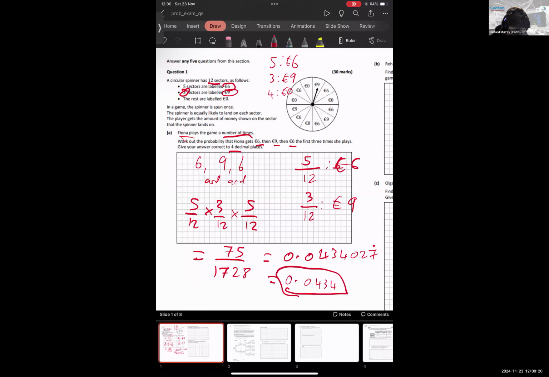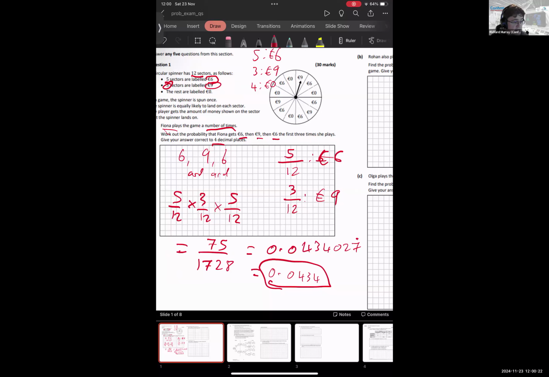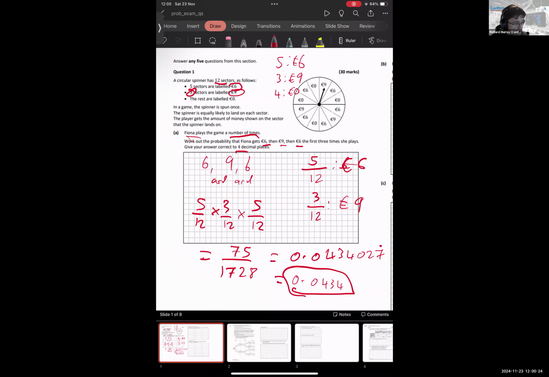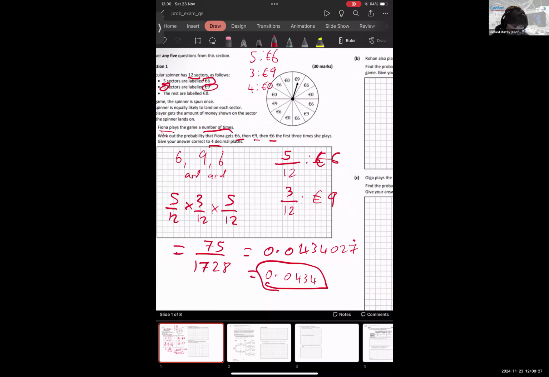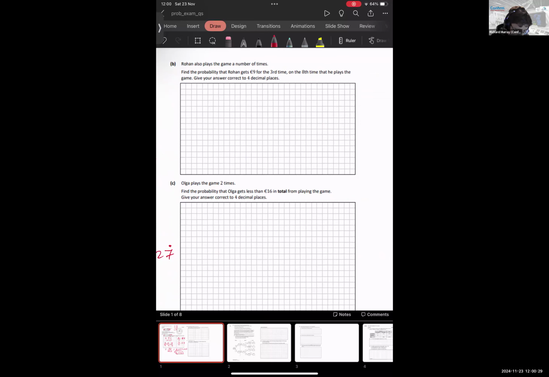And that's this first part of the question done. As you can see, when you're familiar with what you're doing in probability, the questions are very, very quick. We're told about Rowan, who also plays the game a number of times. Find the probability that Rowan gets a 9 for the 3rd time on the 8th time he plays the game. Give your answer correct to 4 decimal places.